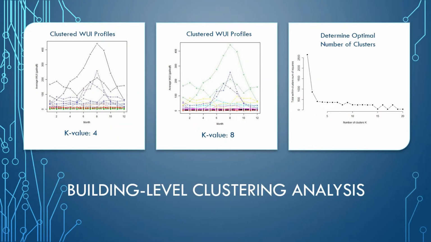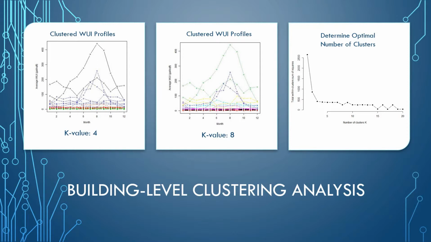I used the k-means algorithm to cluster building WUI profiles, and using a combination of DBI index evaluation and visualization evaluation, I determined the optimal cluster number to be 4 at both the building and year level. Some problems with this analysis were that there were a few buildings with particularly high WUI values that greatly influenced the clustering algorithm.